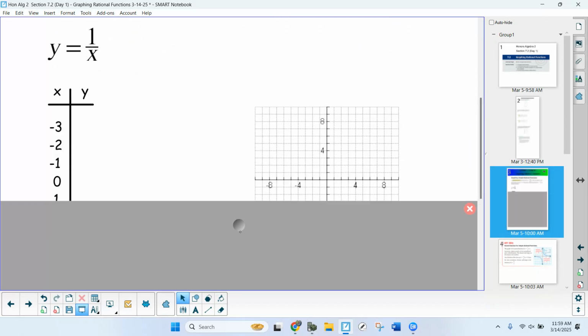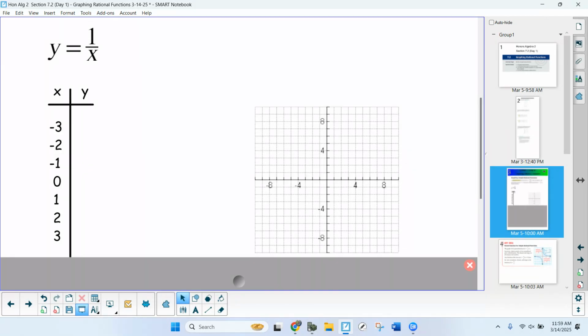rational function. So let's think about this, and let's make a table of values. So what do you get when you plug in -3? -1/3. How about -2? -1/2. How about -1? -1. How about 0? What's 1 divided by 0? It's not 0. Error. Okay. So in math, we call that error undefined, right? Undefined.